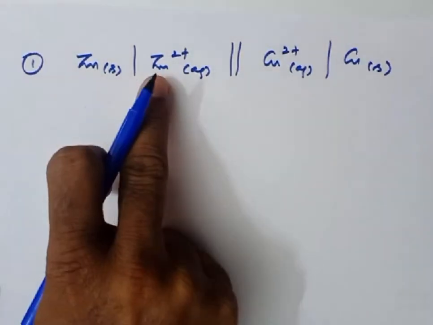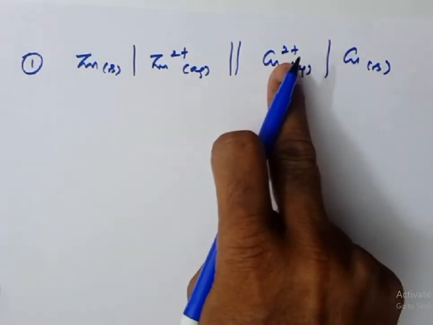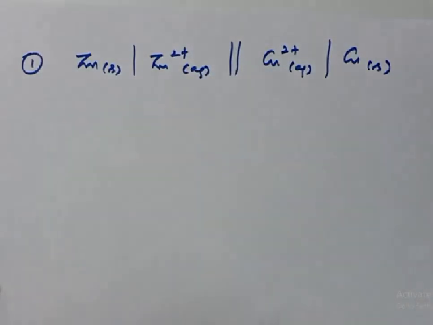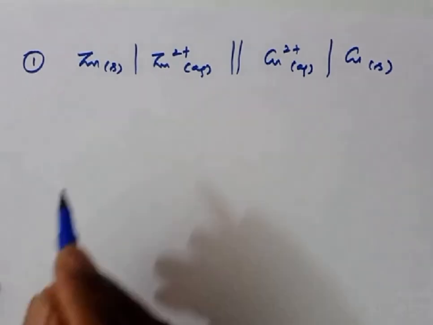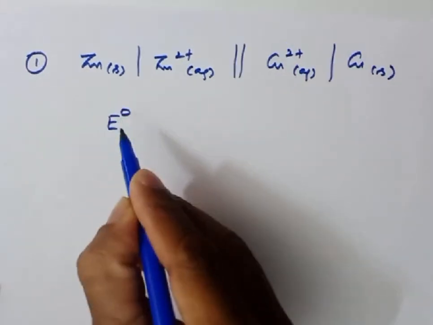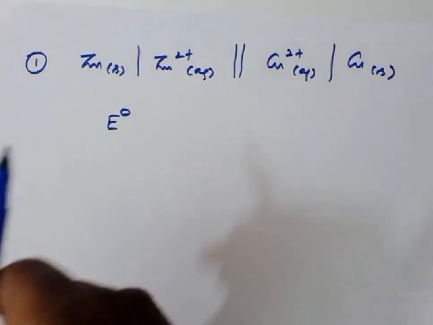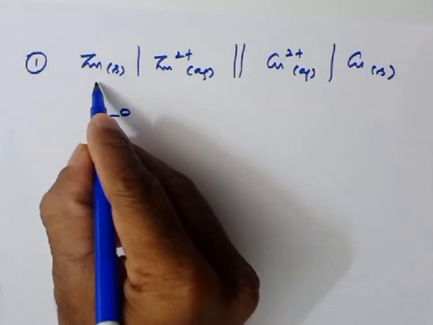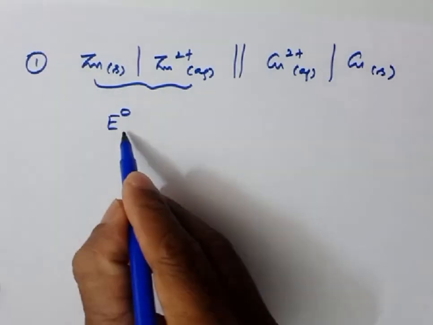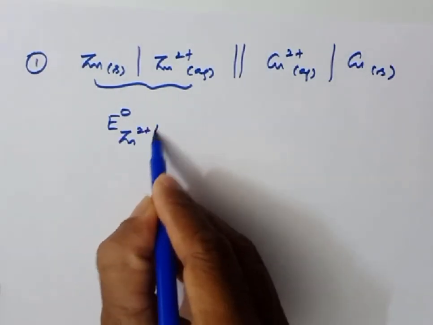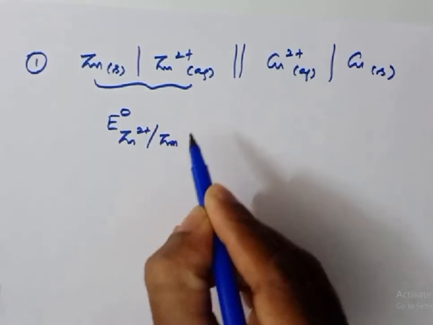Zinc immersed in zinc ion solution, copper immersed in cupric ion solution. This is the Daniell cell. Students, observe carefully. What is the standard reduction potential? Because I have told you we must use only reduction potential. What is the reduction potential for the anode? Reduction potential means Zn2+ becoming Zn. This is reduction.